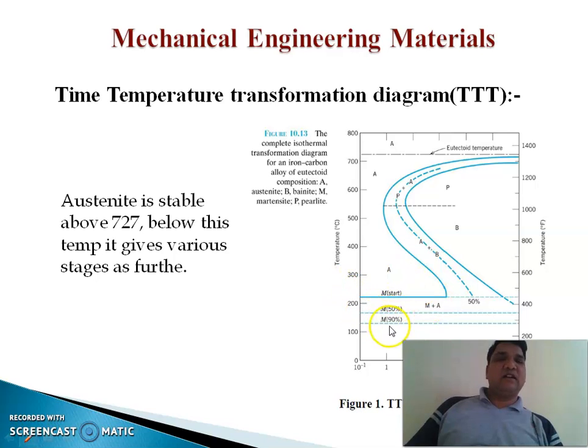Martensite is the phase in which the steel material becomes very hard, with more strength, and brittle. The first line indicates martensite start, then 50% martensite is formed, and then martensite finish. So this is the TTT diagram, which is very important for the heat treatment process. Without this, the heat treatment process cannot be done.